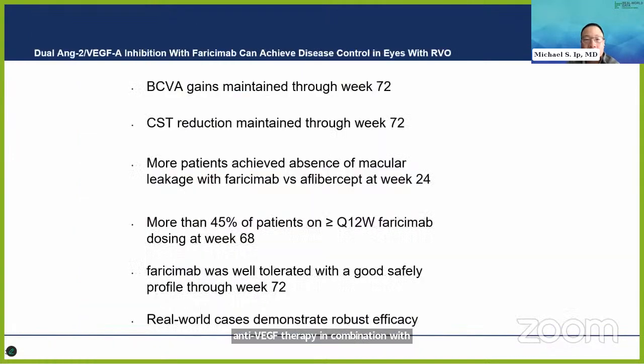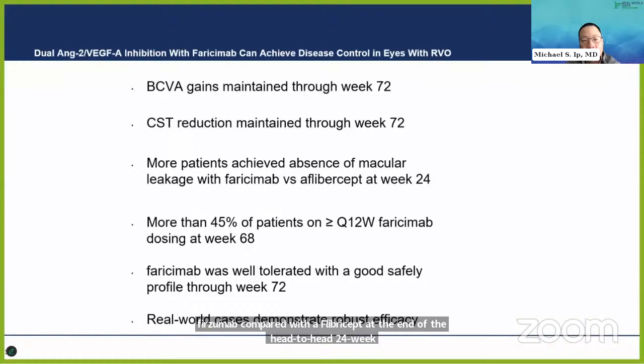So next slide. What this shows is that the visual acuity gains can be maintained through week 72 in the Camino and Balaton clinical trials. CST reduction can also be maintained throughout this period of time. Anatomically, it was noted that more participants achieved the absence of macular leakage with faricimab compared with aflibercept at the end of the head-to-head 24-week period.